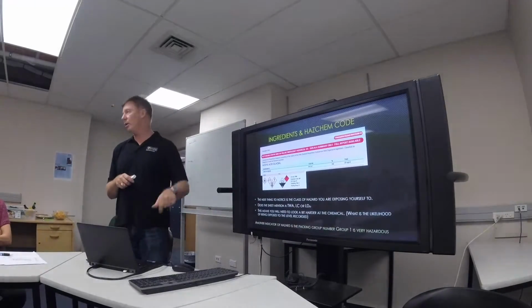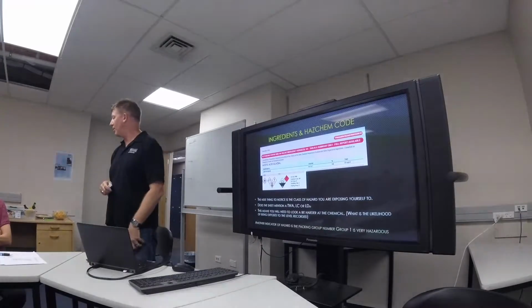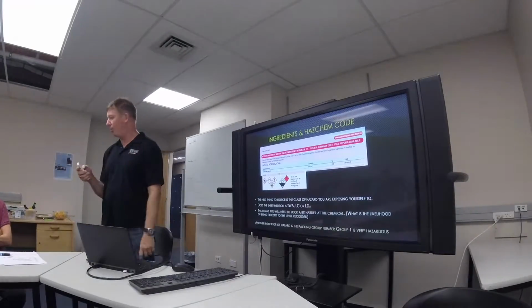If it gets down to packing group 3, then it can basically be wrapped in a piece of paper and sent away. It's not going to be a problem for them.